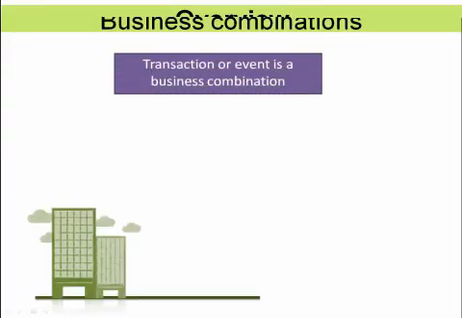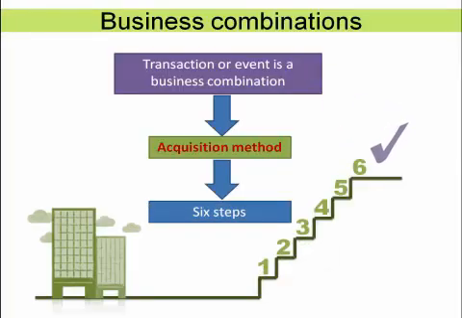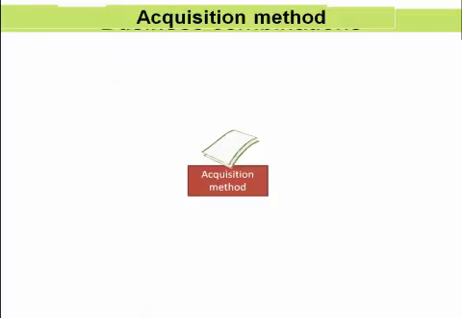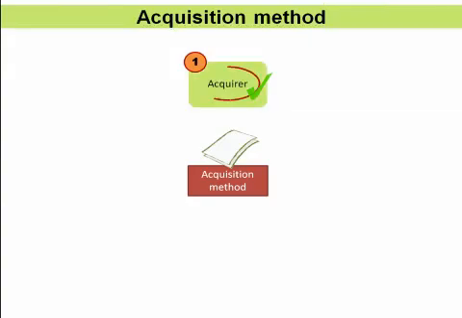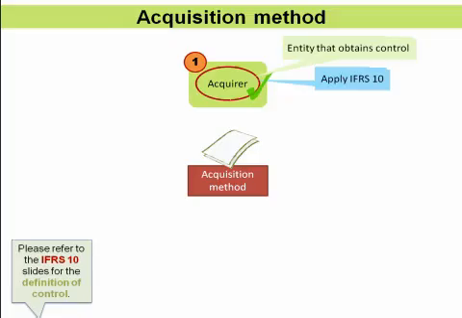If a transaction or event is a business combination, you have to apply the acquisition method. To apply the acquisition method, you have to follow the 6 steps which I will now discuss with you. The first step is to identify the acquirer. The acquirer is the entity that obtains control. To determine whether the acquirer obtains control, you have to apply IFRS 10. Please refer to the IFRS 10 slides for the definition of control.